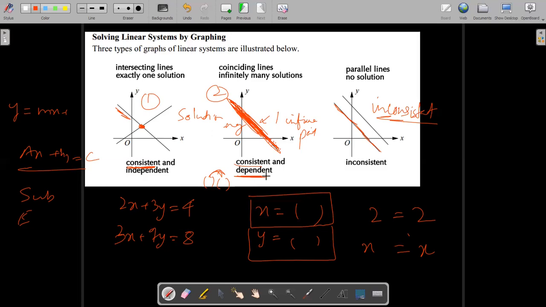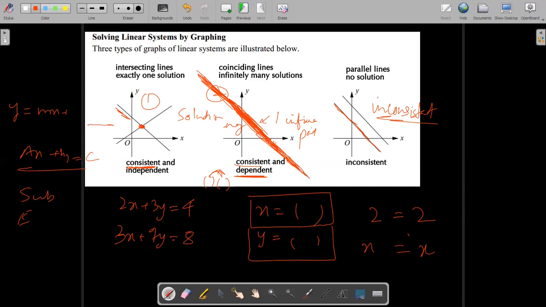What does dependent and independent mean? It's nothing but when you have two lines coincident exactly on each other, it is as if there is only one line. So that is why we say it is dependent, because they don't have any identity of their own, they don't go their own way, they are together continuously.